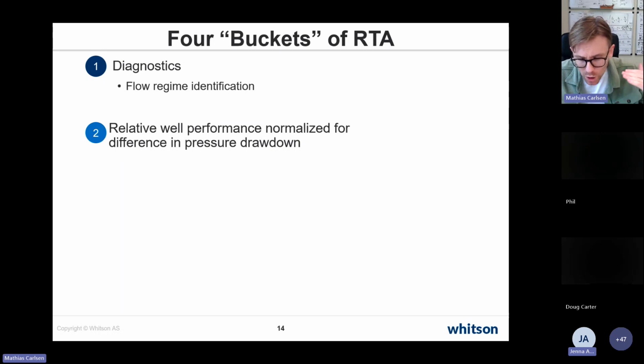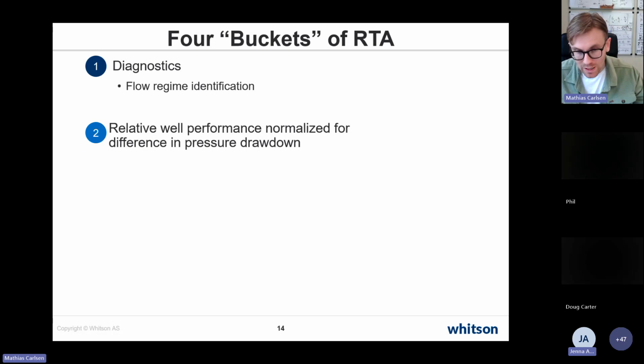That's it. Then we go into the bucket where it starts to get a little bit interesting, because now we're going to take this data and we're going to try to quantify something. And there's only 2 things you can uniquely quantify from an RTA exercise, and everything else is, quote unquote, what we call non-unique. And we'll talk about that in a second.